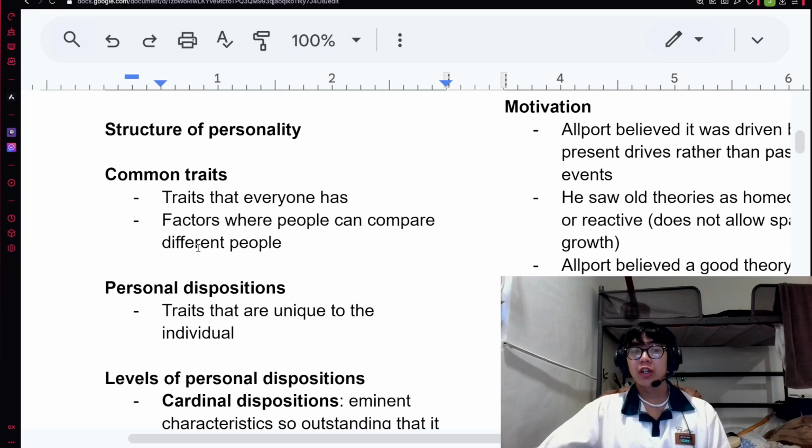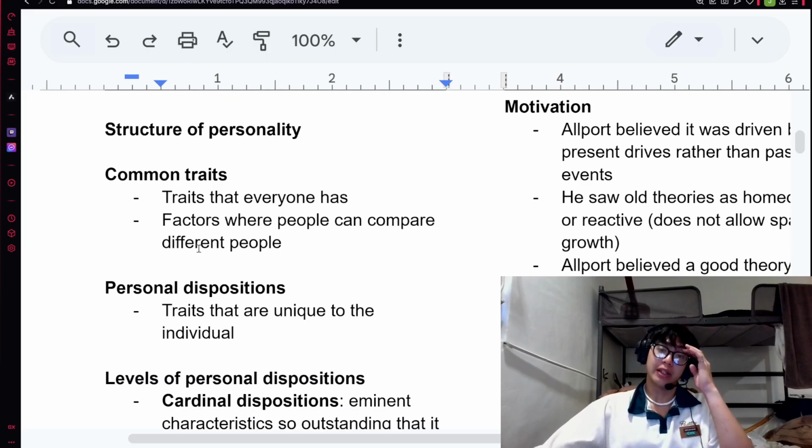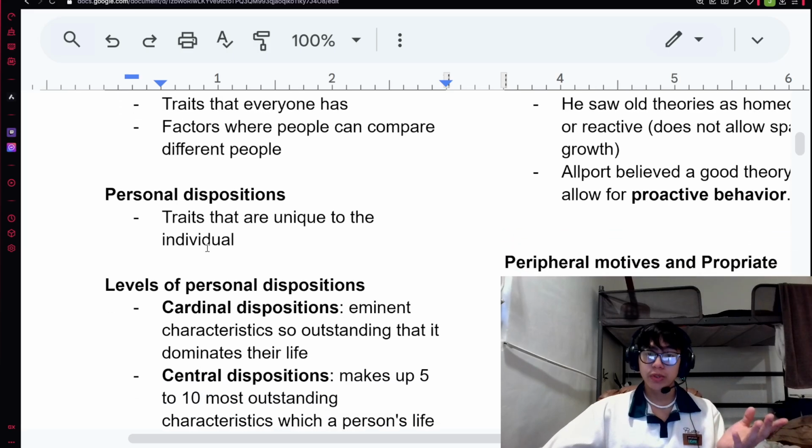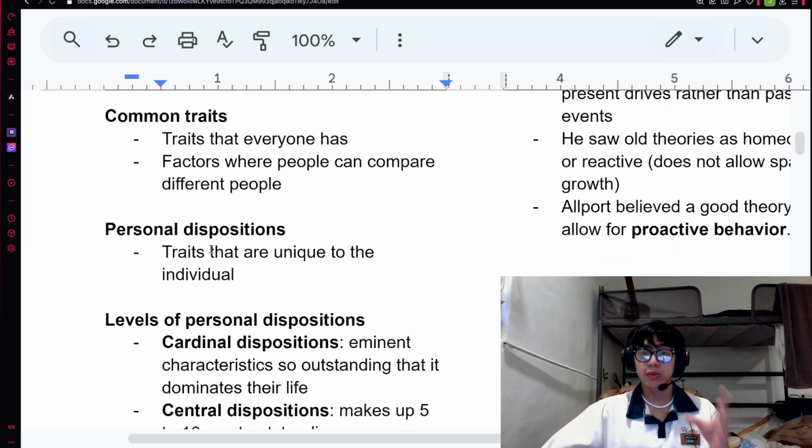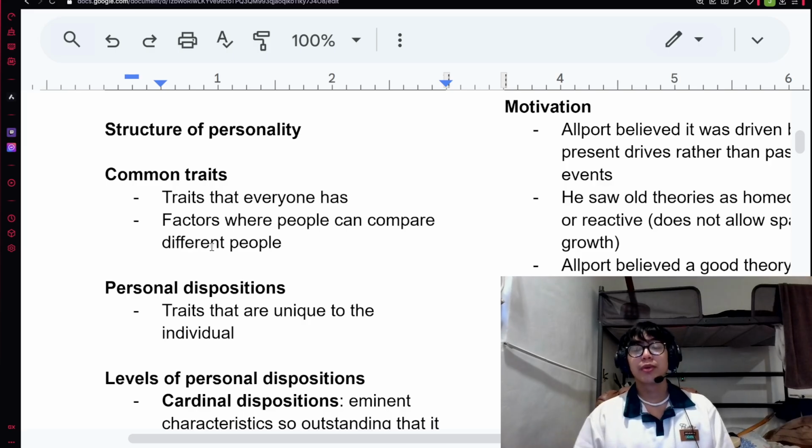So let's talk about the structure of a personality now. So we have common traits, personal dispositions, and levels of personal dispositions. We'll get into that. So first, let's talk about common traits. From the name itself, it's basically just traits that everyone has. And these are factors where people can compare different people.